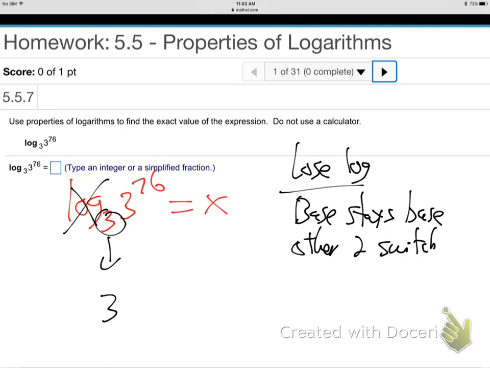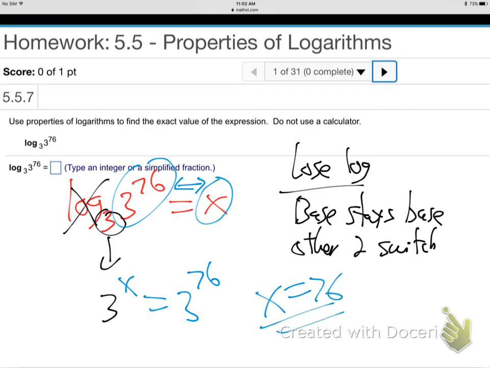Everybody else. So that means this whole thing and that whole thing, they switch, don't they? Instead of the base to that stuff, X goes in that spot, and the 3 to the 76 goes to the other side. They switch, right? Isn't that the standard maneuver we always do when you cross out a log? Base stays the base, other two switch. And then you tell me, what's X? 76. It's all by observation, clearly. X has got to be 76.